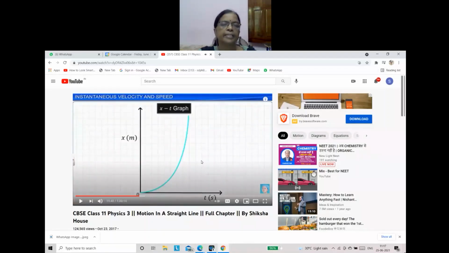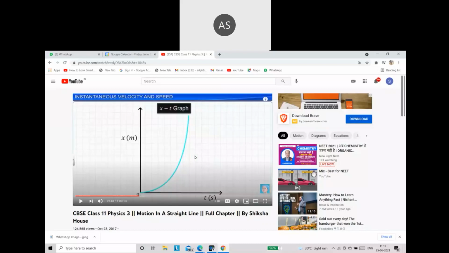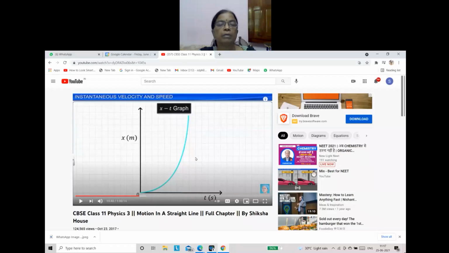This is the xt graph plotted, children. The nature of the graph is not a straight line. So what type of motion is this? The xt graph is a curve, so it is non-uniform motion. Yes, correct. And by finding the slope, what do we get? Average velocity. We are getting average velocity by finding the slope.